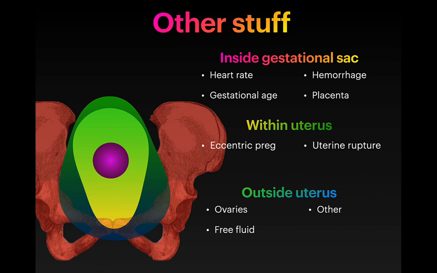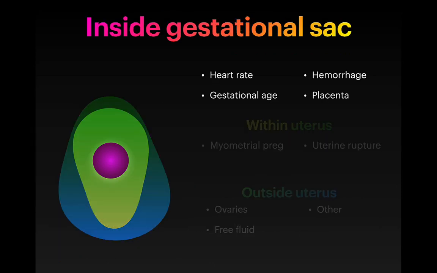We're going to talk about findings of the gestational sac, within the gestational sac, including normal and abnormal findings, and then move out to the uterus, talk about a couple of pathologic things that you may worry about, and then outside the uterus as well, including some things that you are already comfortable with on a transabdominal probe, but sometimes look a little bit different on endocavitary. So first, talking about the inside of the gestational sac, we'll talk about measuring the heart rate, finding the gestational age, and then also a couple abnormalities that you may notice.